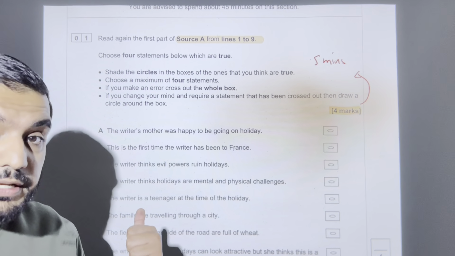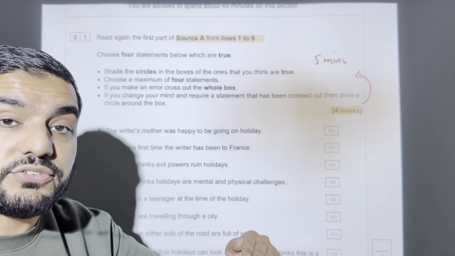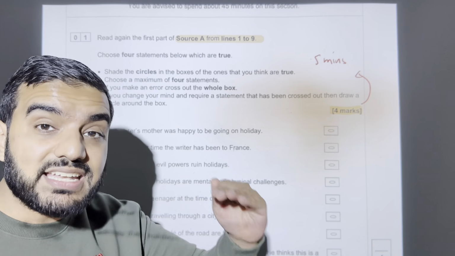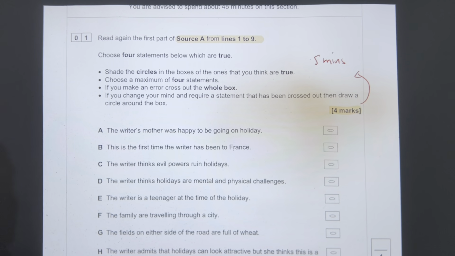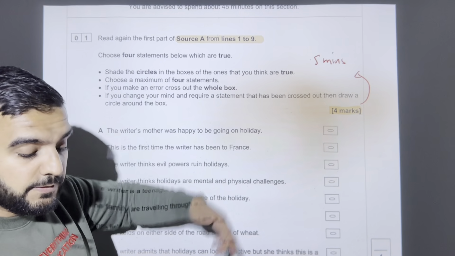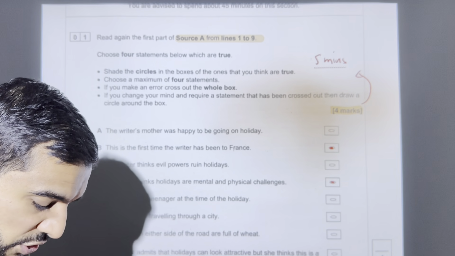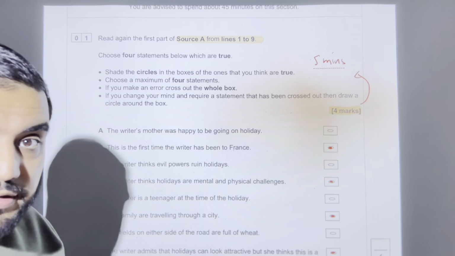In paper 1, you had to physically write down the 4 statements that were answering the question. In this one, rather than writing down the 4 statements, they're going to give you 8 statements and you must choose 4 that are either true or false. For this paper, is true. So all you would do is you would color in the 4 that you think are true. And that's this question done.